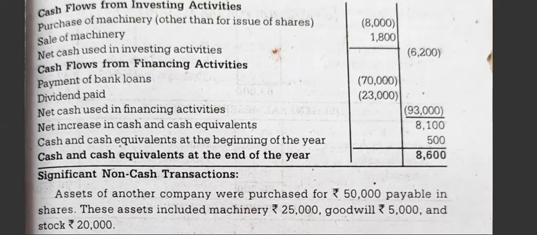Next comes the cash flow from investing activities. Investing activities, all the plant and machinery, building, all those come. For building, the difference we have taken as depreciation, so there is no land and building purchased. Next we have machinery purchased other than for the issue of shares. Other than the issue of shares, they have purchased one asset that you have to show, that is purchases 8,000. You check the account, you will get to know. Then there is a sale of machinery 1,800.